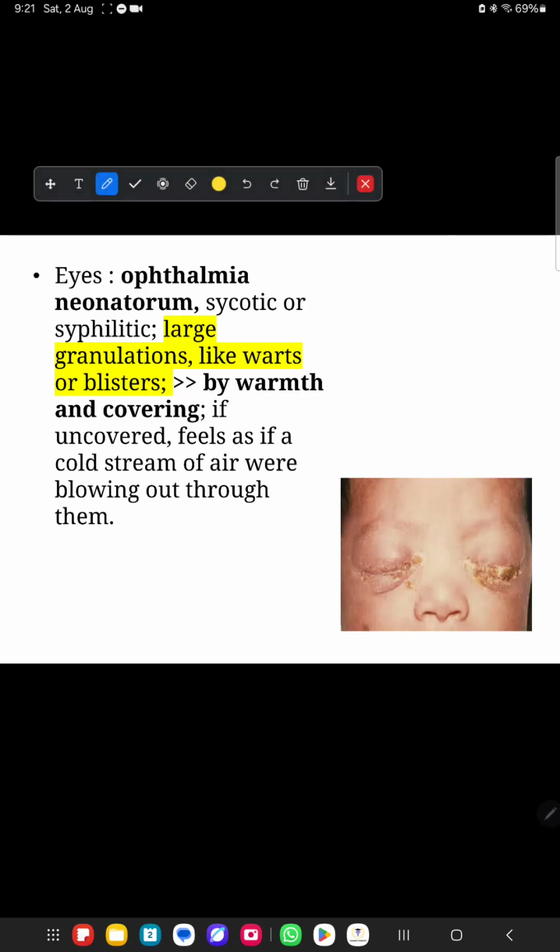Another symptom, eyes: ophthalmia neonatorum, psoric or syphilitic, large granulation like warts or blisters, amelioration by warmth and covering; if an uncovered part, it feels as if cold streams of air were blowing out through them. Suppose a baby is born, you can see the eyes of the baby. You will find this type of discharge from the eyes, and that causes sticking of the eyes. Okay, so the eyes will be closed, which means there is an infection.